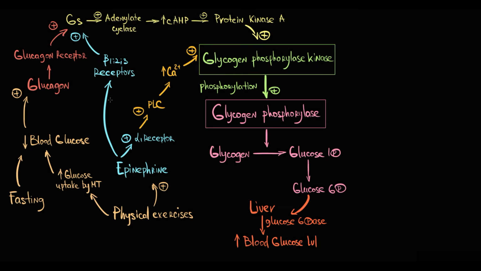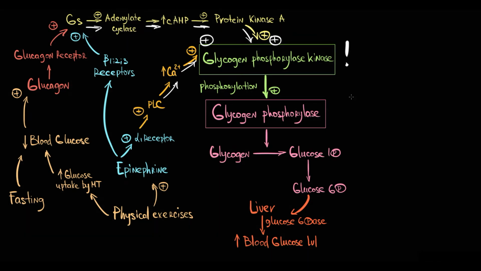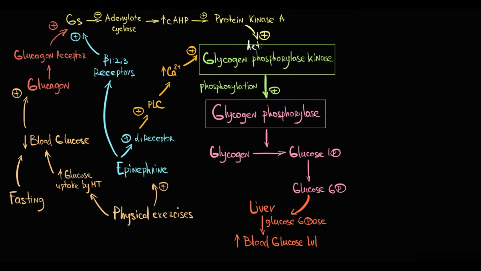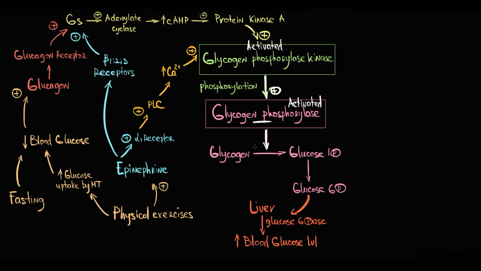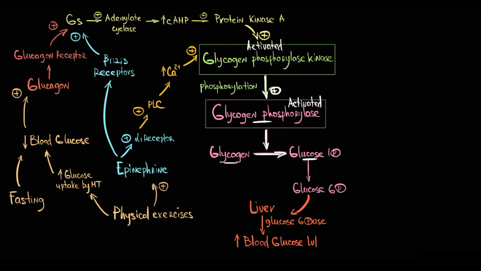And now we see that both pathways lead to activation of glycogen phosphorylase kinase. That's why it's the central and the most crucial event in glycogen phosphorylase regulation. And once glycogen phosphorylase kinase becomes activated, it phosphorylates and thereby activates glycogen phosphorylase. And in activated state, glycogen phosphorylase begins to degrade glycogen into glucose 1-phosphate molecules.